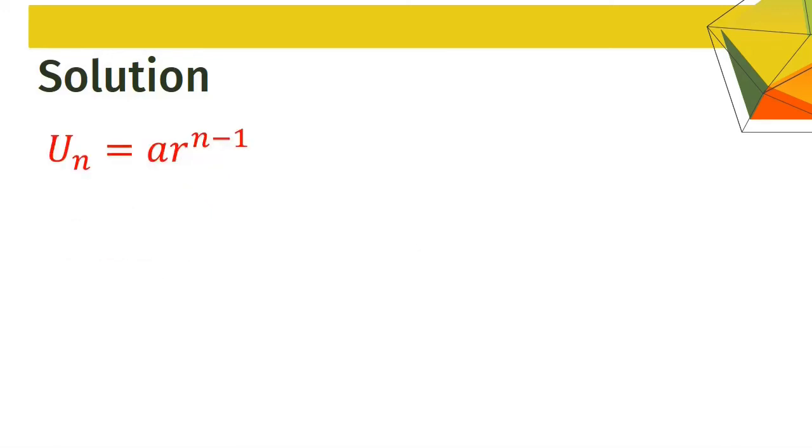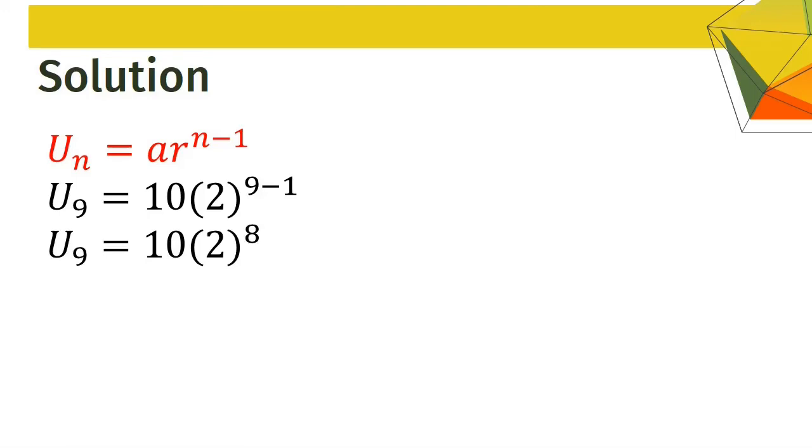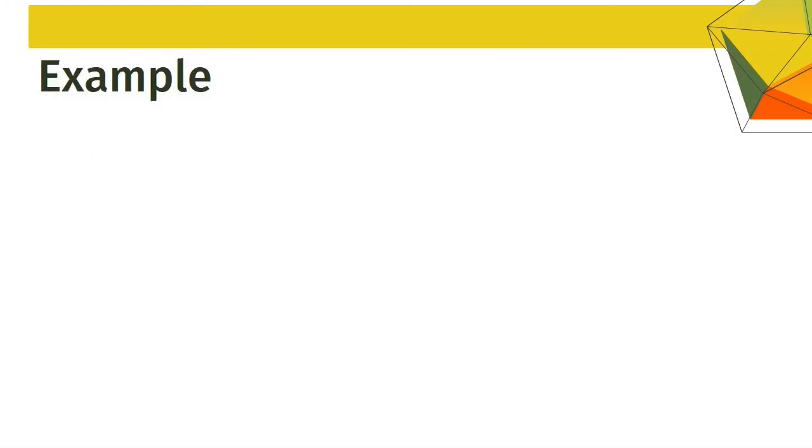And having our formula, we can substitute our values. So now this becomes U subscript 9 equals the first term, which is 10, multiplied by the common ratio 2, exponent n, which is 9 minus 1. To simplify further, 9 minus 1 produces 8. And in all, the ninth term of this geometric sequence is 2560.